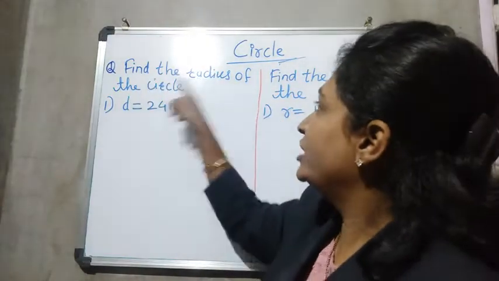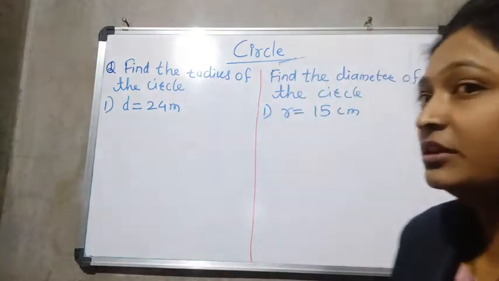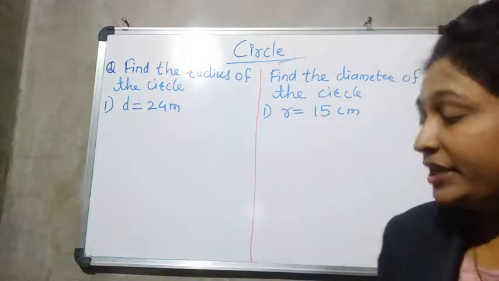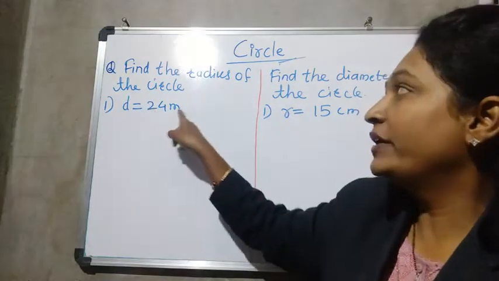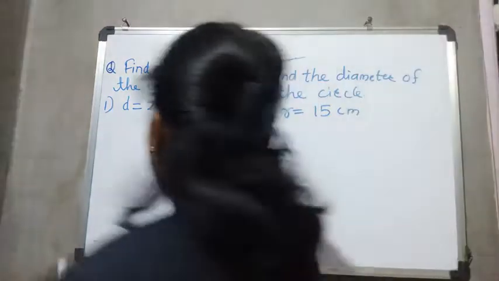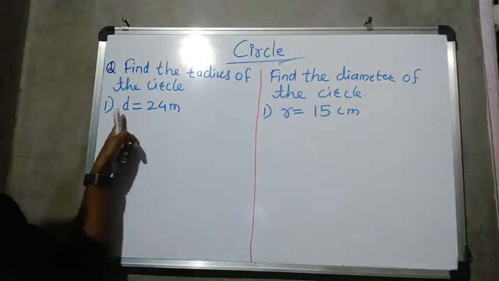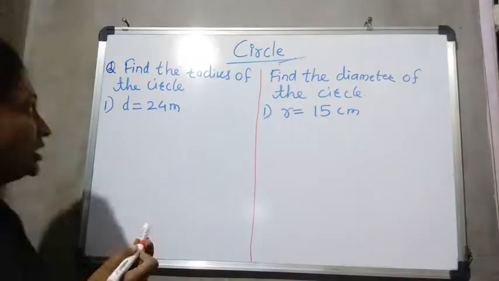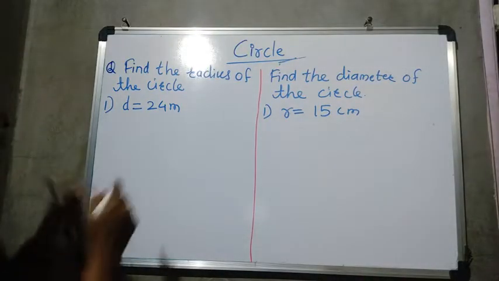See, find the radius of the circle. Okay, find the radius of the circle when they are giving the diameter. Okay, here they given the diameter what? 24 meter. Okay, now we know that, see, now here they given diameter. So which formula we have to use? We have to find the radius. For radius, which formula we will use?